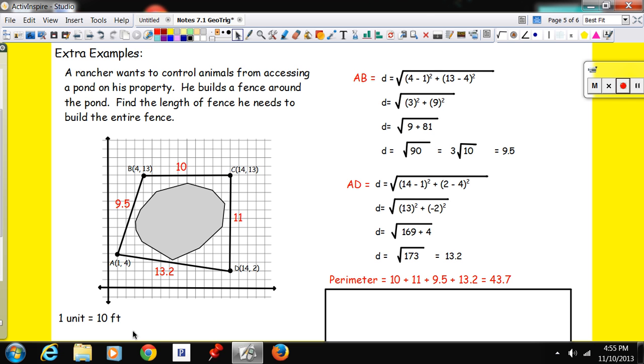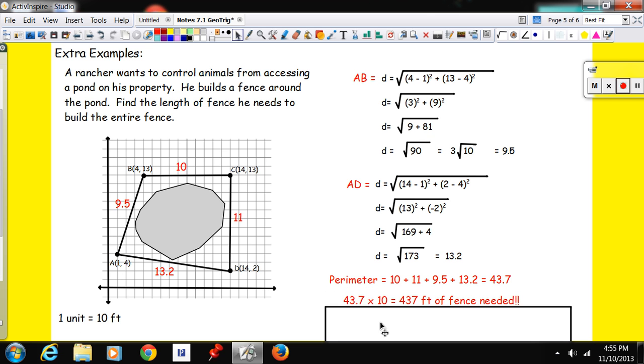Now 1 unit is 10 feet. So he needs to multiply that by 10, and he's going to need 437 feet of fence is what's needed. So that's how you would find the perimeter and find out how much fencing he would need to encompass his pond.